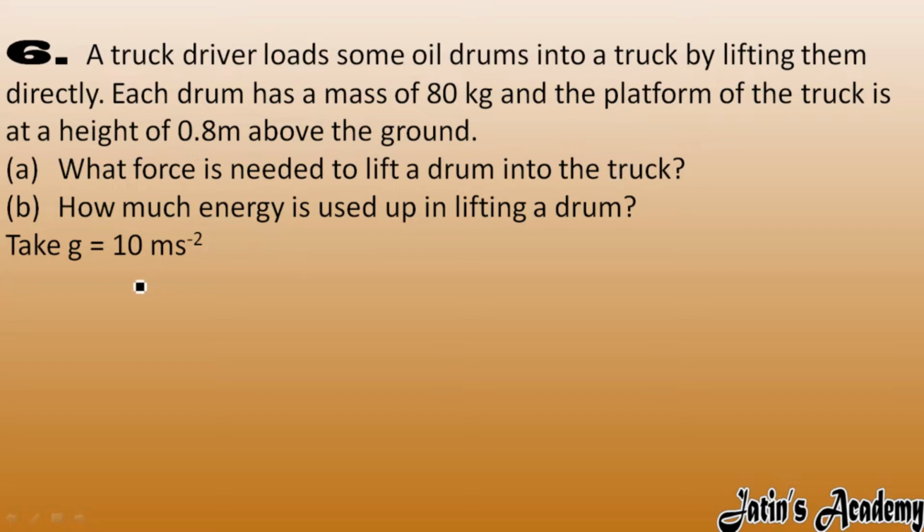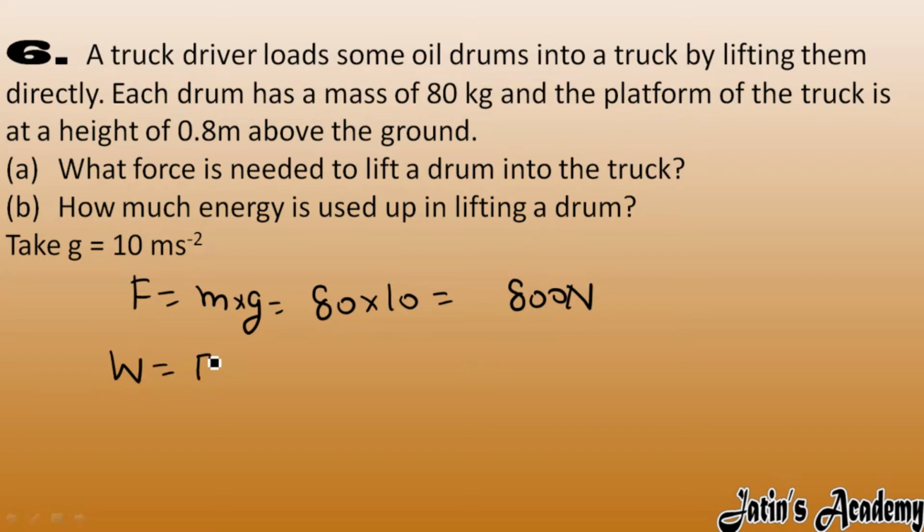Means force we have to calculate, which is m into g. Basically some mass is there and gravity is there. So force, it is having oil of mass 80 kg and G value is given as 10. So force required, basically we need it as 800 Newton. Now we have to calculate how much energy is used. Energy means work done. So work done we have force into displacement. Force we have already calculated as 800 and displacement we have 0.8. So when you multiply, you will get 640 joule as your work done.